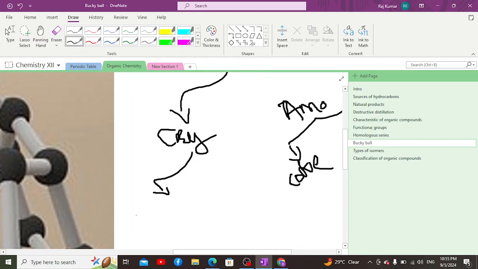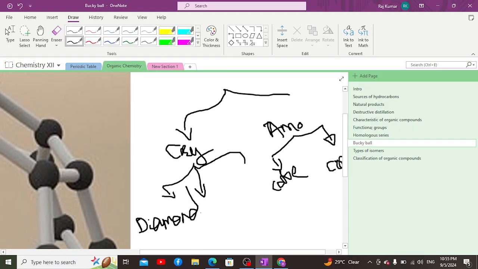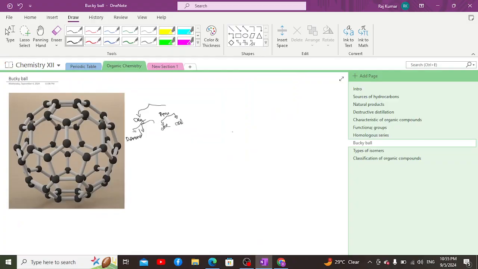Now, the crystalline form has three major types. Number one is known as diamond. In diamond, we have a giant structure in which the carbon atoms are arranged in such a manner that one carbon has four other carbon atoms joined with it, causing the formation of a giant structure.